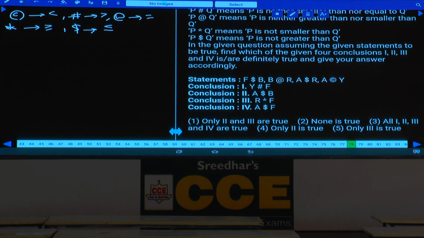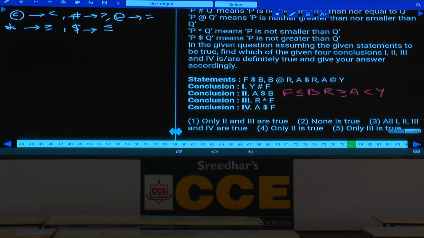Then coming to question number 78, F dollar. Dollar stands for what? Dollar is lesser than or equals to. F is lesser than or equals to B. B at the rate of means B equals to R, and A dollar. A dollar means A is lesser than or equals to R. That means A lesser than or equals to R means R is greater than or equals to A. Now we are taking in the reverse order. And whatever this one, A copyright, A is lesser than Y, isn't it?